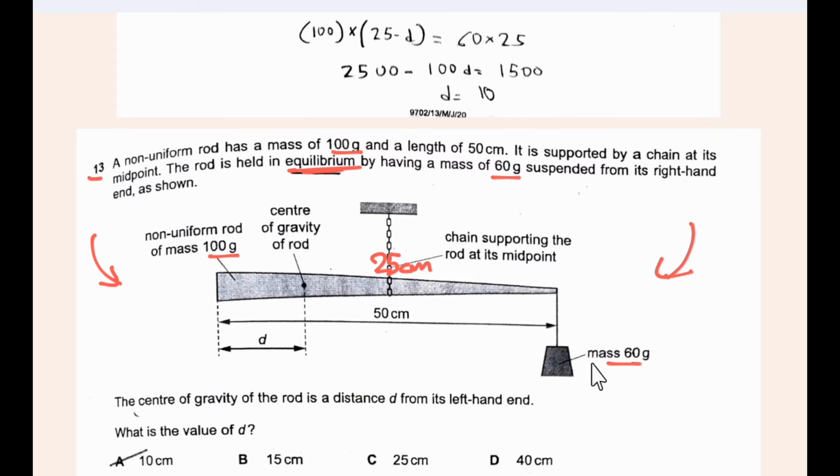So this is the mass that is hung. The center of gravity of the rod is at a distance d from the left hand end. So this is the distance d and here is the center of gravity, that means at this point the total weight of the object acts, and the total weight is 100 g. So this is the center of gravity at which the total mass of the rod is acting. So what is the value of d? So what is this distance?